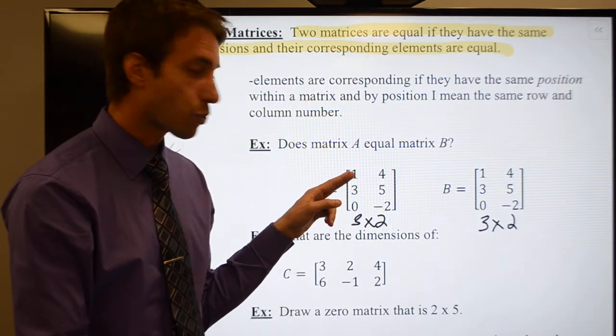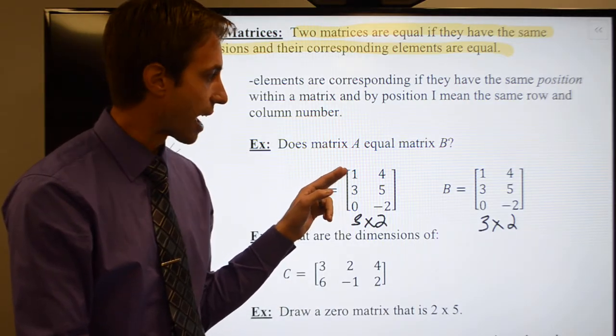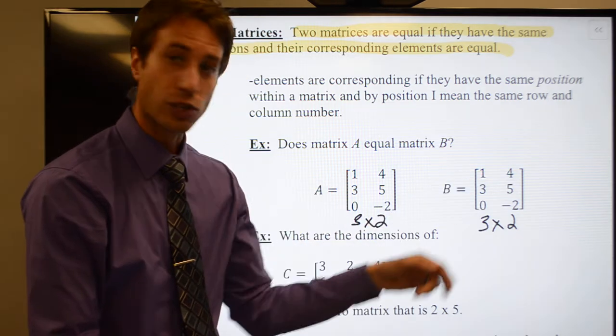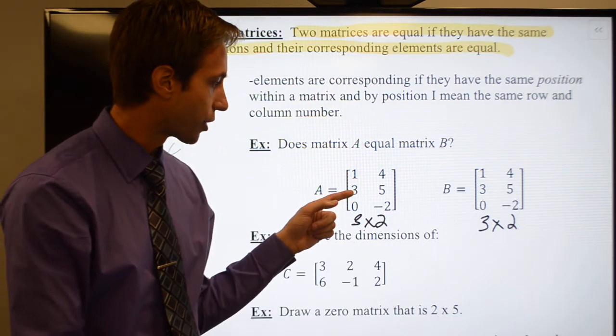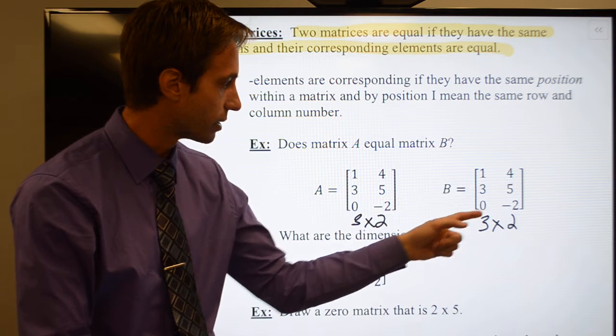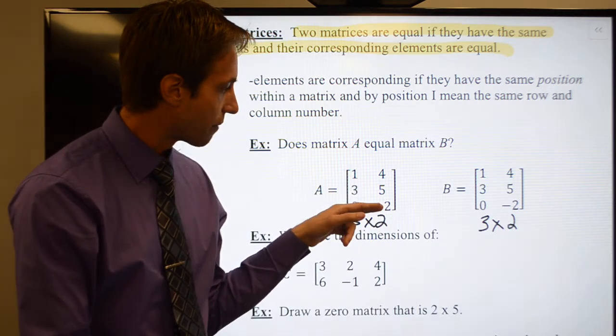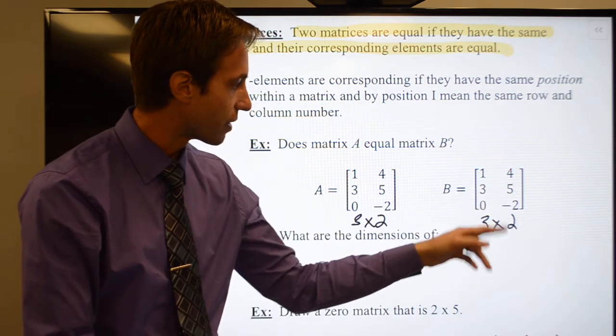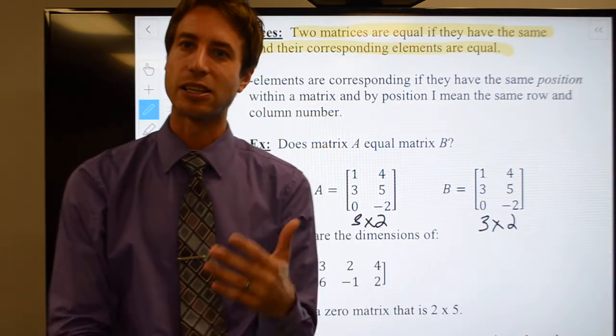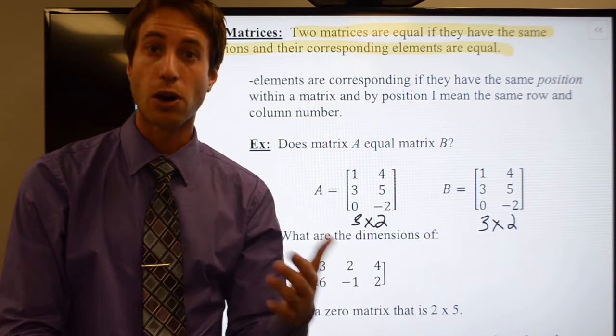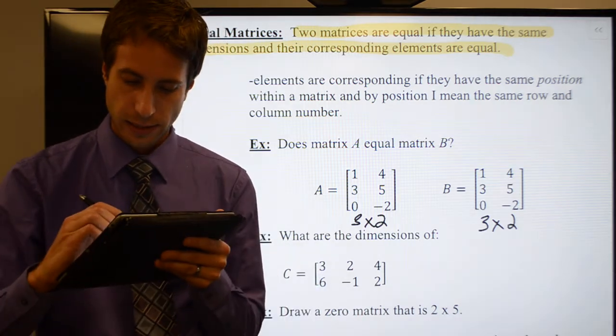In this first row, first column, the first position, I have a 1. Below that is a 3. Below that is a 0. 3 is 0. First row, second column, I got a 4, then a 5, then a negative 2. All of the elements in the corresponding positions are equal.